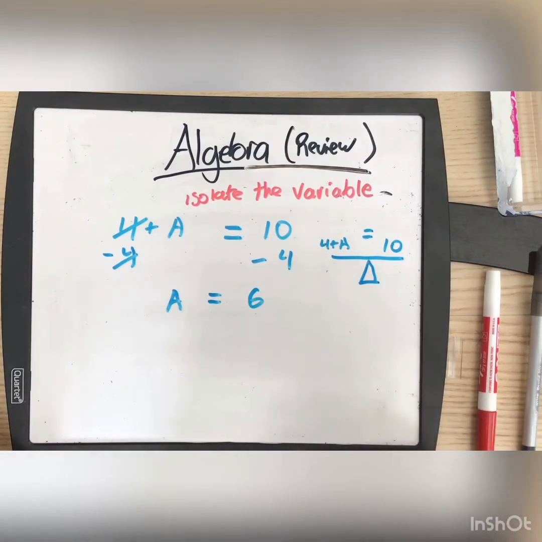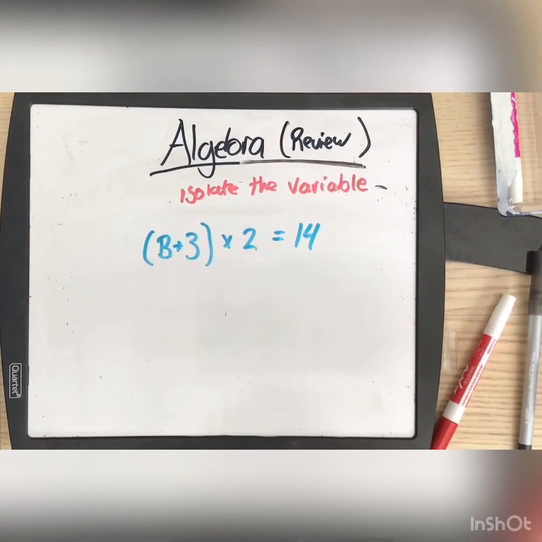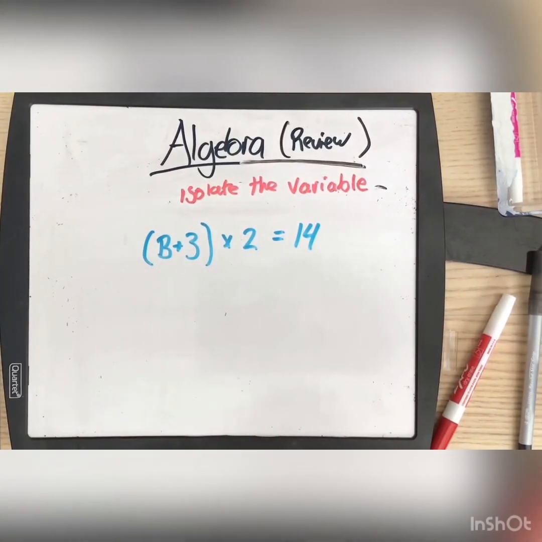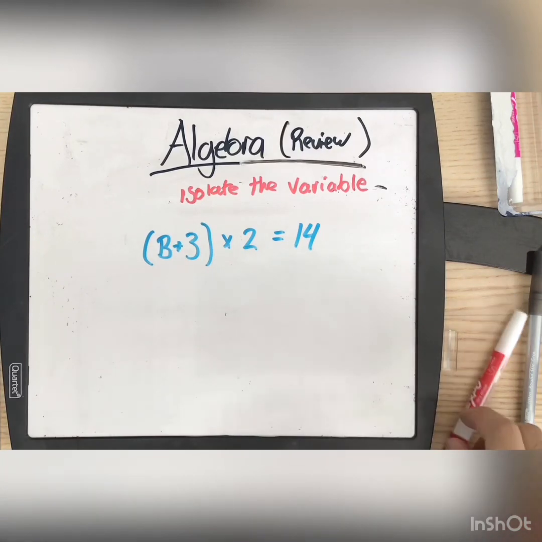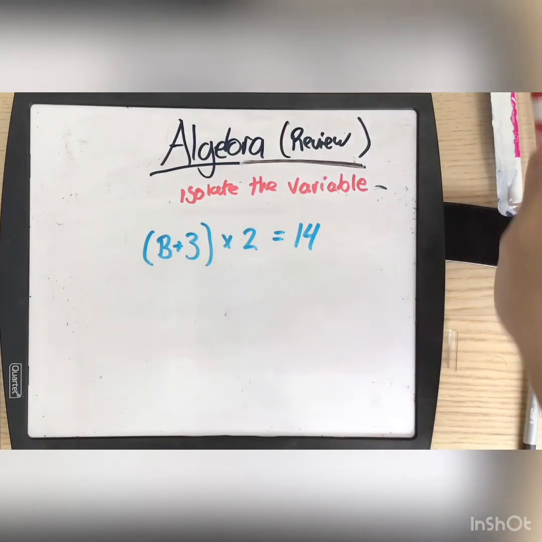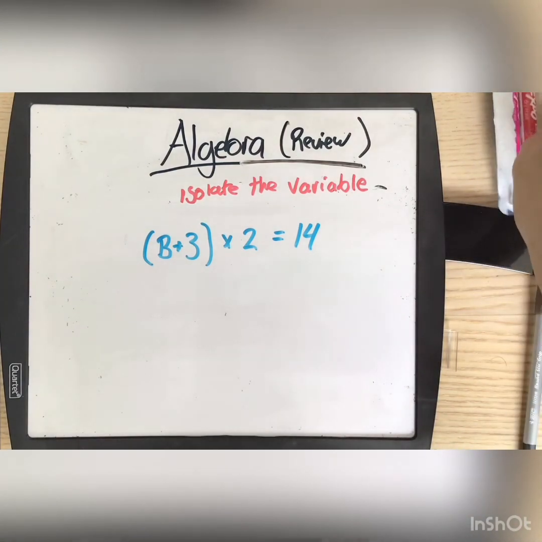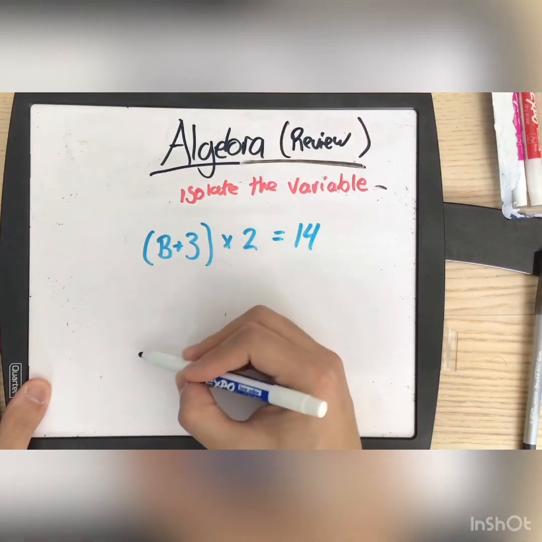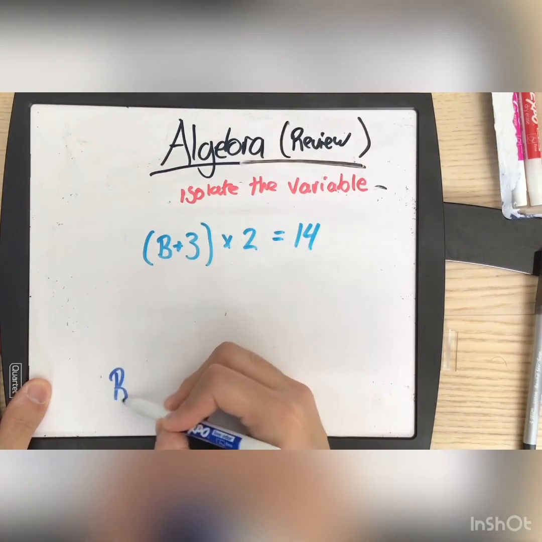Let's look at something a little more complex. In this problem right here, we have both brackets, addition, and multiplication. It seems really complex, but once again, algebra is all about taking things one step at a time. So when you have multiple steps, it's important to remember order of operations. We remember order of operations through our acronym BEDMAS. So I'm going to write that down to remind us.